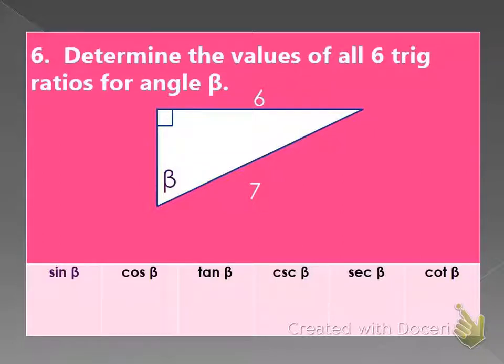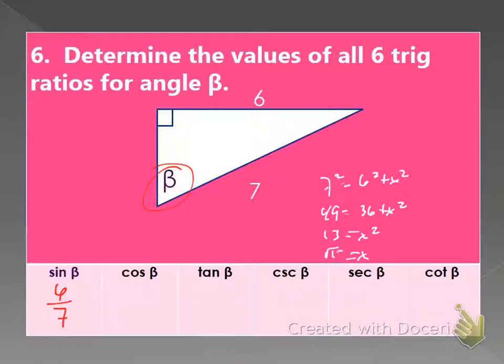Determine the values of all 6 trig ratios for angle beta, with beta sitting right here. So we start with sine. Sine is opposite over hypotenuse, so the opposite is 6, hypotenuse is 7. So 6 over 7. Cosine would be adjacent over hypotenuse, but we don't have the adjacent, so we've got to find it. So 7 squared equals 6 squared plus x squared. So 49 equals 36 plus x squared, and then 13 equals x squared. And so the missing side here is the square root of 13.